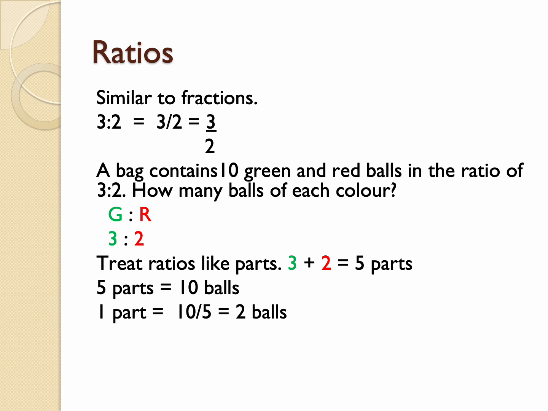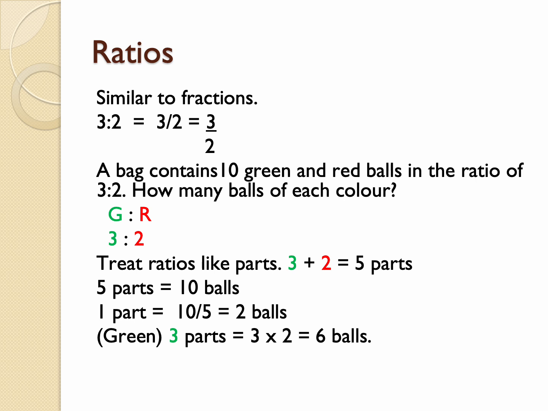So if we know what 1 part is, we can work out how many balls are green because we know green had 3 parts as shown in the ratio. So 3 parts equals 3 times 2 balls, which is equal to 6 balls. Again, remember this is because 1 part equals 2 balls. So naturally 3 parts equals 6 balls. So there are 6 green balls.